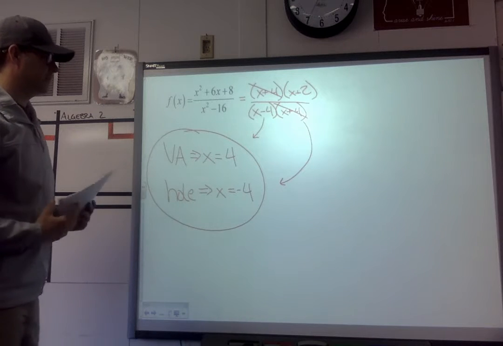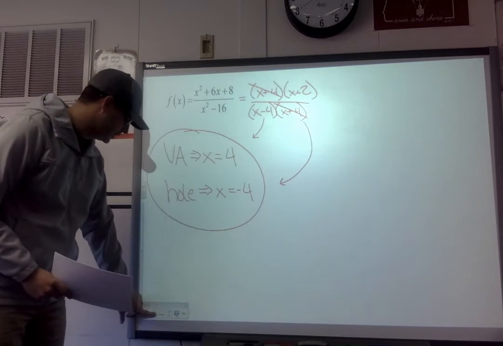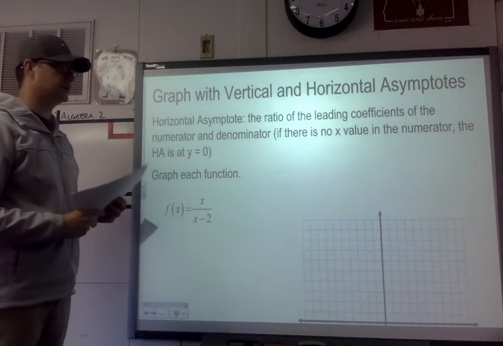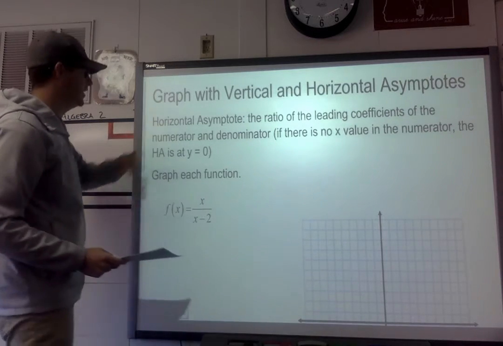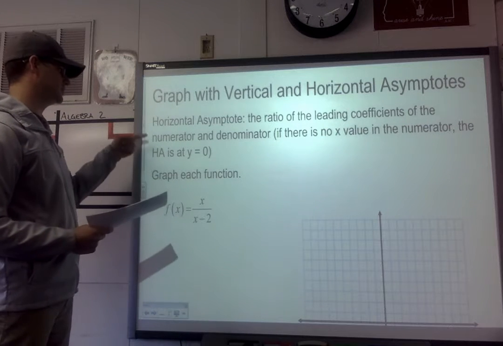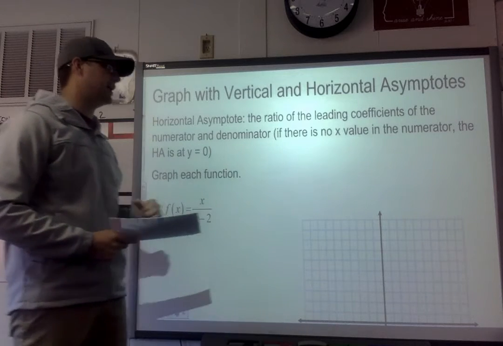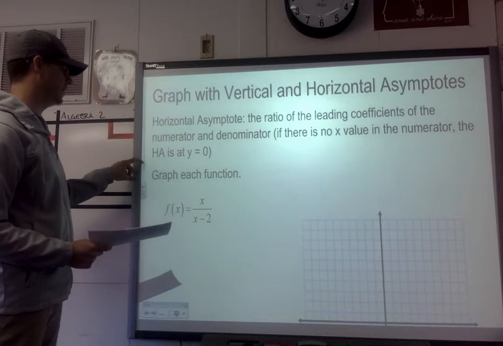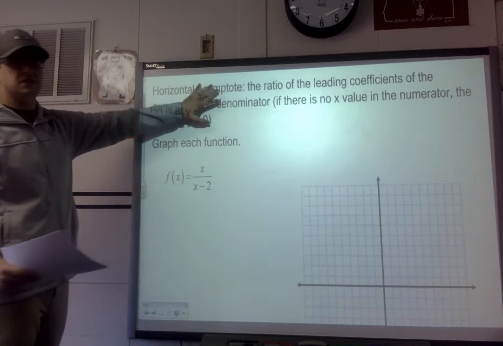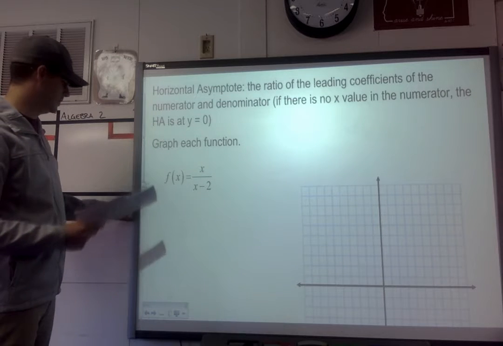So now that we've learned how to find those, we're going to go ahead and actually graph. But before we graph, we've talked about vertical asymptotes. Now we need to look at horizontal asymptotes. In order to find those, we're going to take the ratio of the leading coefficients of the numerator and the denominator. If there is no x value in the numerator, the horizontal asymptote is at y equals 0. Now, we want to wait to look at that ratio until we get our function down to its simplest form.